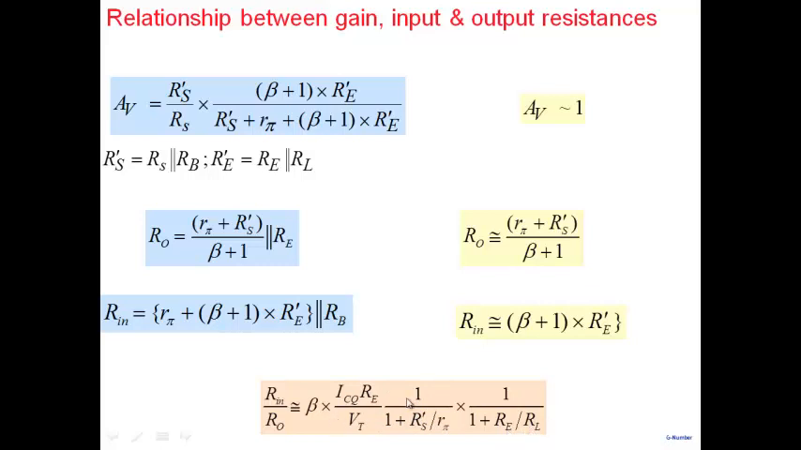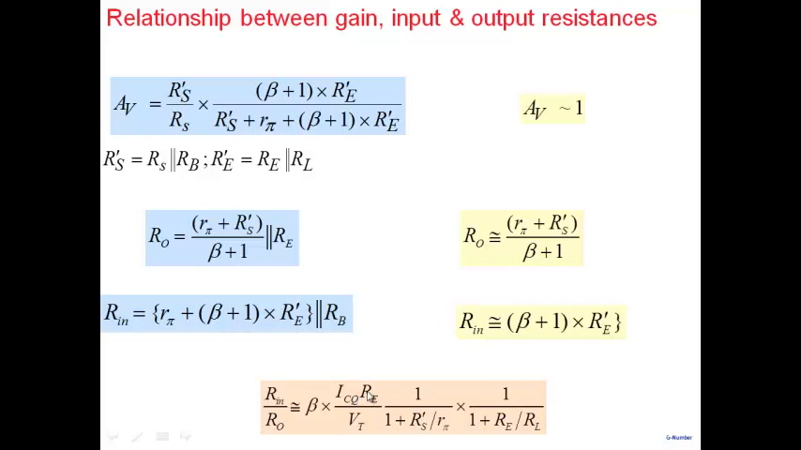Now the importance of this equation is as follows. Suppose I were able to design my common collector amplifier in such a way that Rs dash, the input Rs, is small compared with R pi. So this factor is close to unity, and maybe this factor is close to unity too. We'll see later on. If these factors are close to unity, then Rn by R0 is beta ICQ times Re divided by Vt. And ICQ Re is a large term.